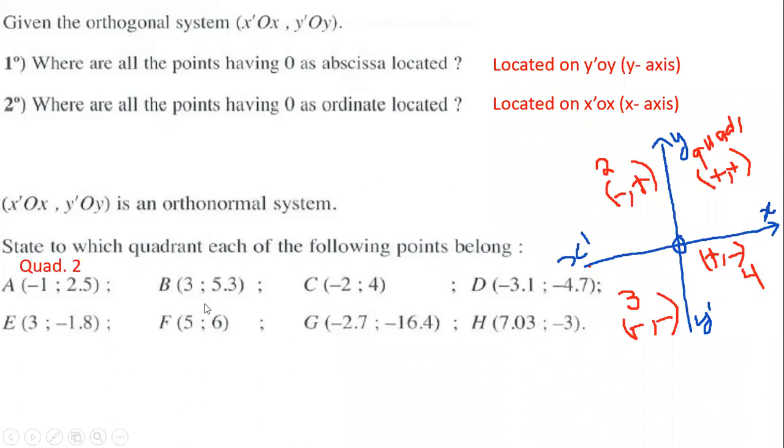Thank you, Dalal. Let me move now to Ali Basma. Yes, miss. Point B has positive abscissa, positive ordinate. Where is the abscissa positive? In quadrant 1. So yes, point B belongs to quadrant 1. Thank you. Let me move to Reem.